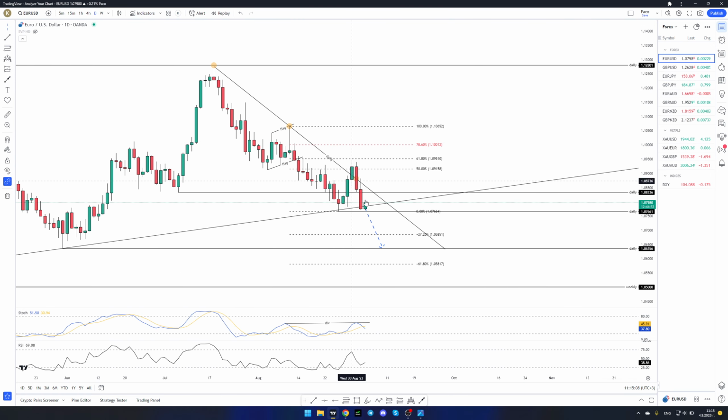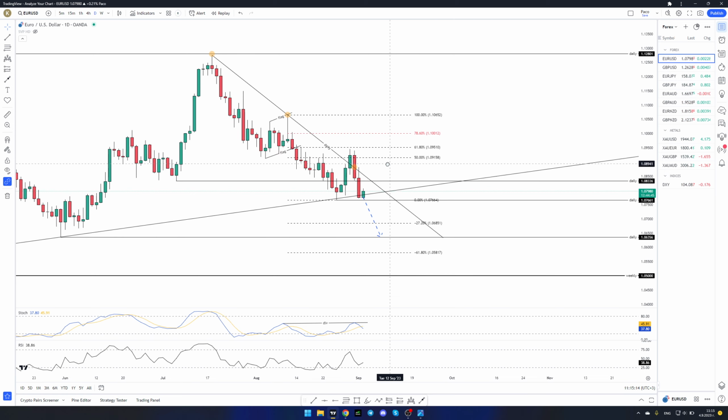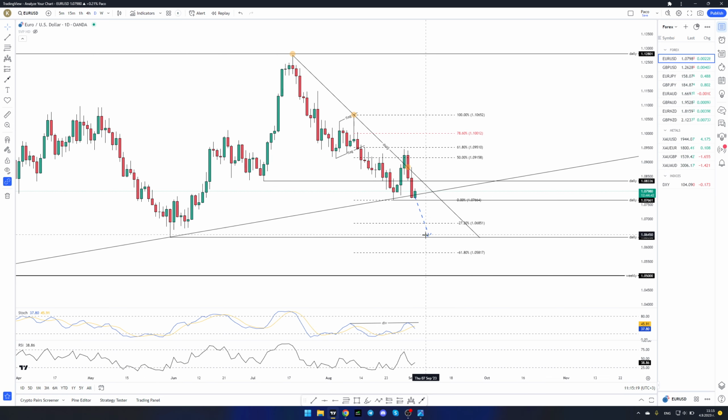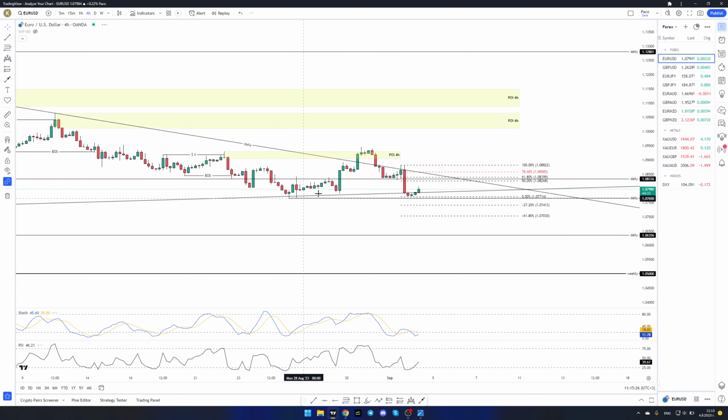The price is still continuing to go down. So if this third consecutive point is performing, probably we can see a breakout of this low over here, and the price will continue to the next daily level, which is at around 1.0635.